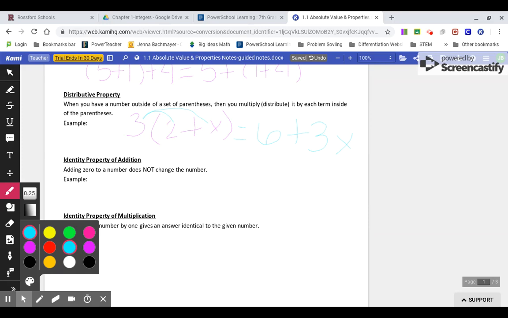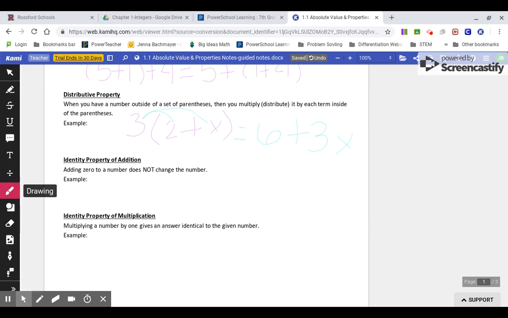Identity property of addition, that's adding 0 to a number, does not change the number. Hopefully we remember this from our earlier grades. Okay, we are adding 0 to any number. So if I take, let's say, 4 plus 0, that does not change or do anything to the number. So I'm still at 4.